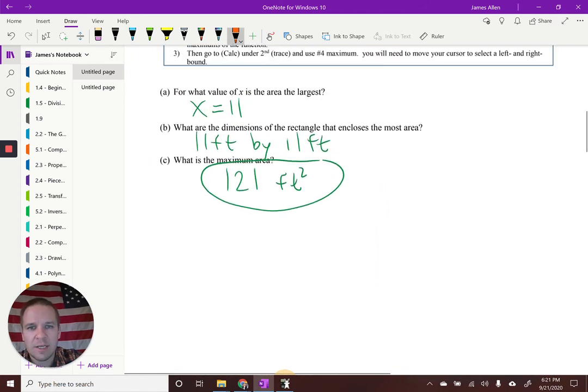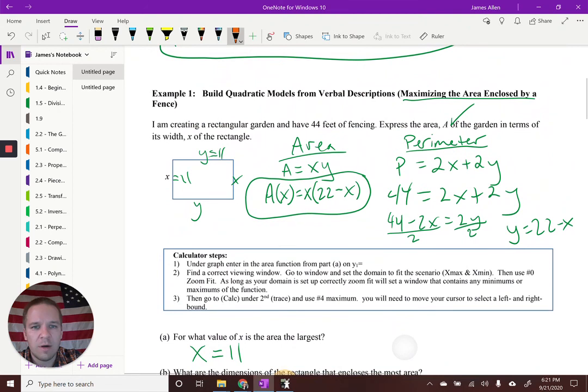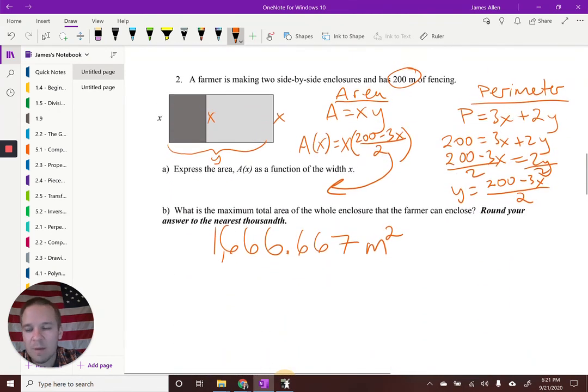I hope I did the right units on the last one. Was it feet before? Now I'm wondering. It was feet. Okay, cool. I got in a panic. I thought maybe I changed the units.